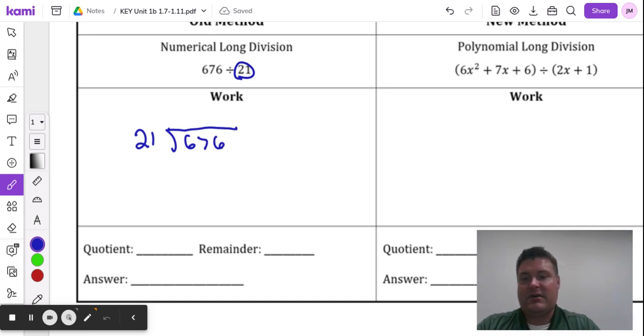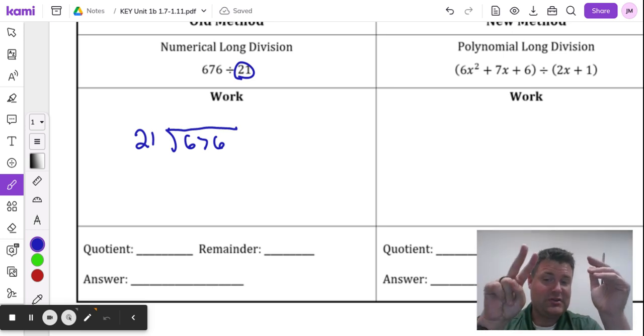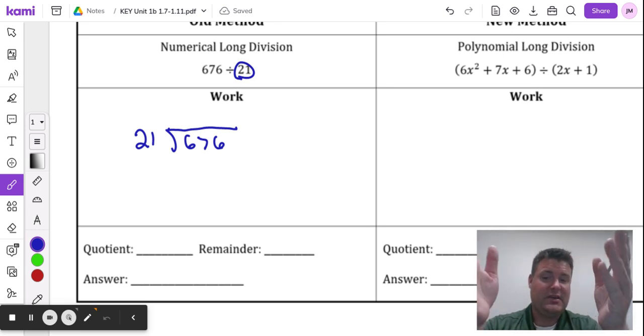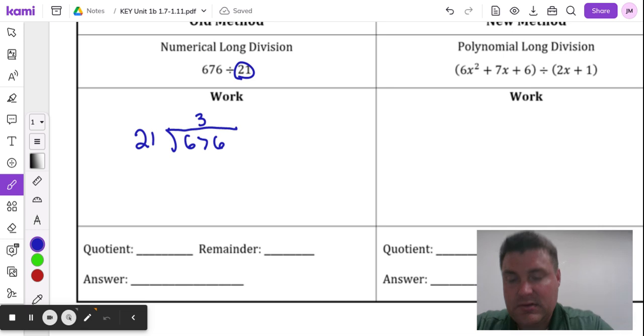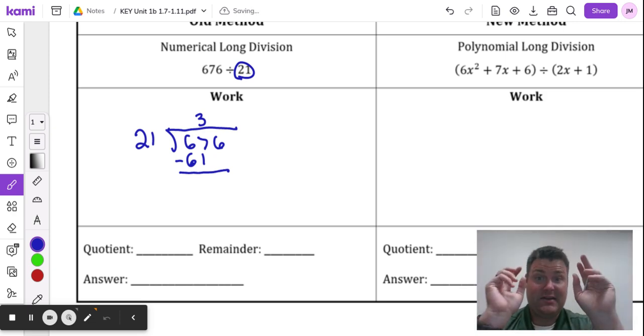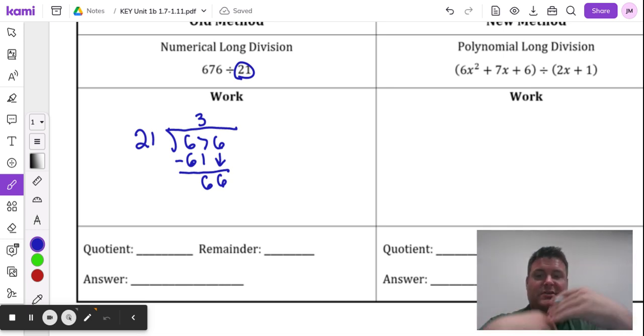Your first step is to figure out how many 21s go into 676. Now we kind of break it down. Since we have 2 digits for 21, we'll look at the first 2 digits of 676, the 6 and the 7 on the front end. How many 21s go into 67? 3. Then we multiply to get 61, and then we subtract. So really, we divide, we multiply, we subtract, and then we bring down this 6 at the end. So 66, and 21 goes into 66 how many times?